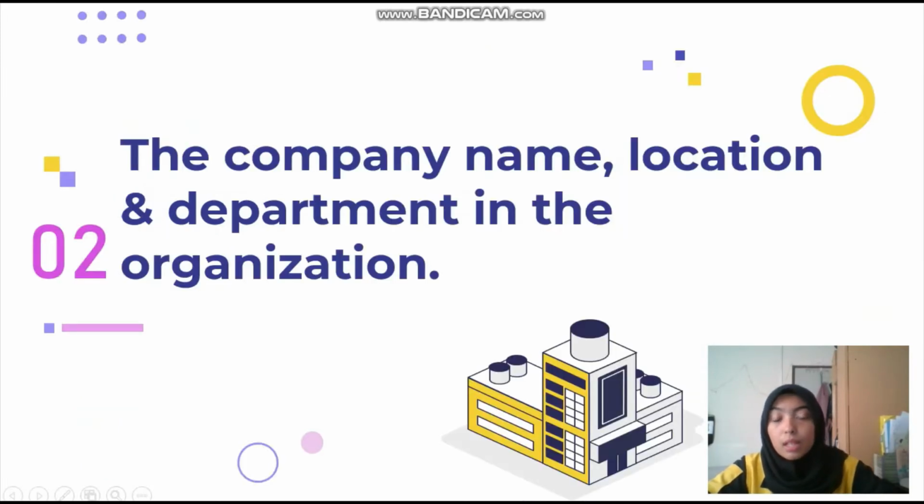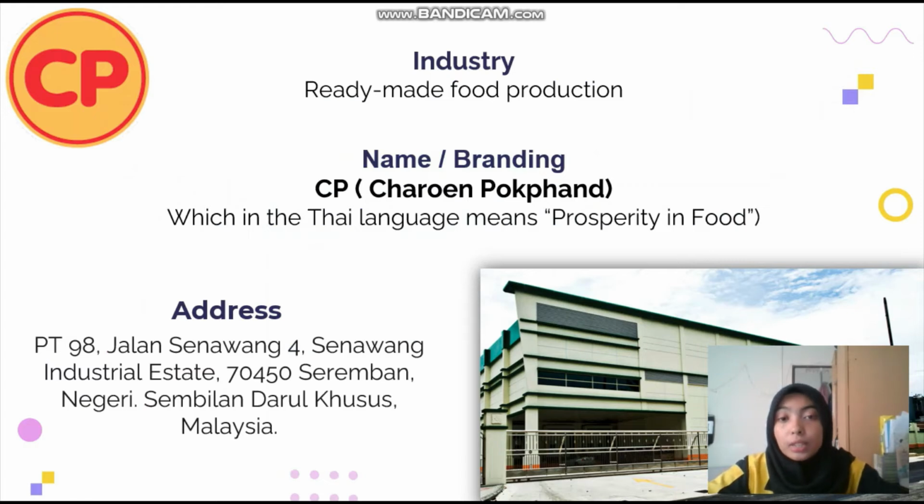Next, the company name, location, and department in the organization. The industry that we have selected is ready-made food production. The name of the company is CP, which is Charoen Pokphand in the Thai language, meaning prosperity in foods. This industry is PK Agro, which was established in 1975 and is engaged in the production and marketing of fresh, frozen, and ready-to-eat chicken products of exceptional quality.